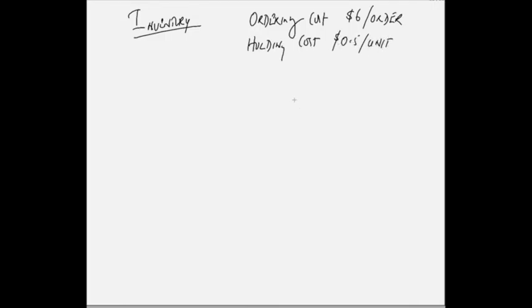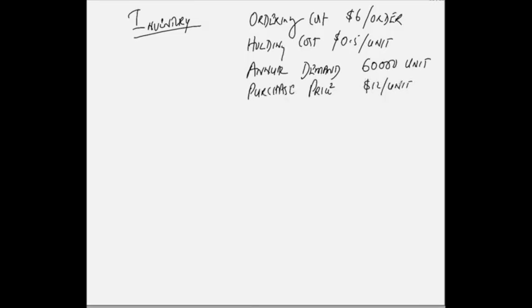Let's trace out the information. What is the ordering cost? $6 per order. And holding cost? How much? $0.5 per average unit of inventory. And what's the annual demand? 60,000 units. We need to get 60,000 units. This is our total purchasing requirement. What is the purchase price? $12 per unit. This information is given to us.